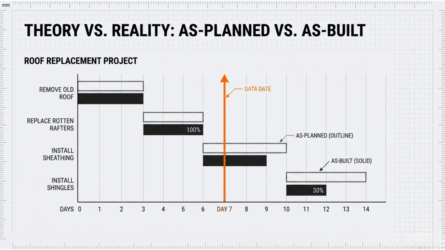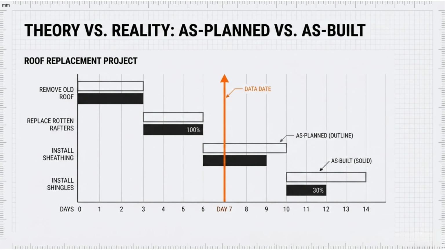Look at the roof replacement example here. The outlined bars are the as-planned schedule, your original prediction. The solid filled bars are the as-built record, what actually happened. And that vertical orange line is the data date, today, the point at which you're taking stock. What does this tell us?